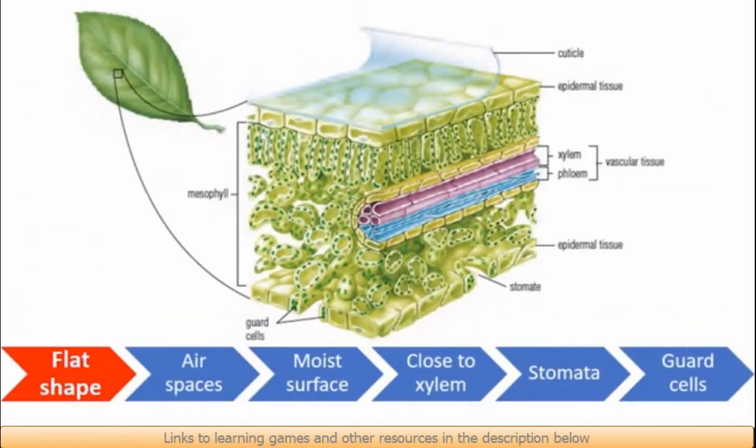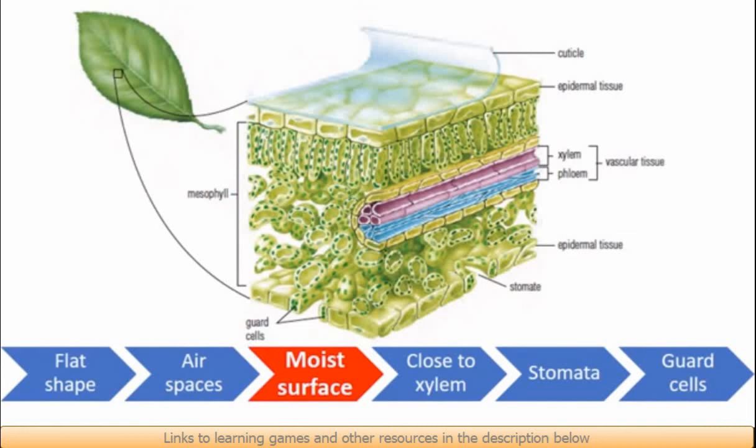The leaf has a flat shape to increase the amount of surface area exposed for gas exchange and absorbing sunlight. Leaves have air spaces within the spongy mesophyll to increase the surface area within the leaf which is available for diffusion. The surface of the spongy mesophyll cells are moist, and this helps carbon dioxide to be absorbed and so increases the concentration gradient at the absorbing surface.